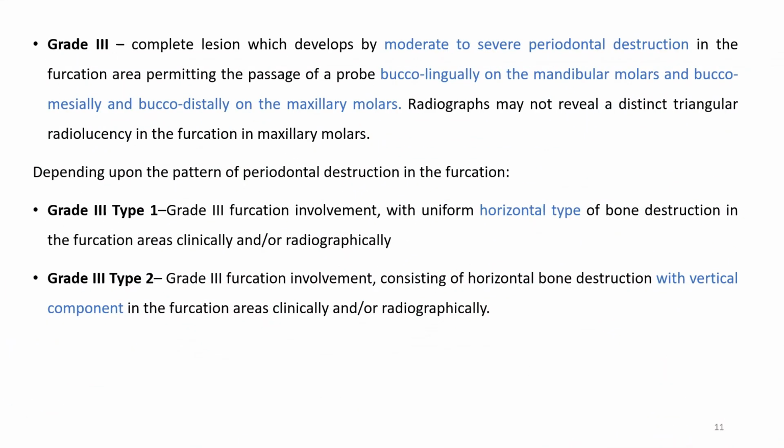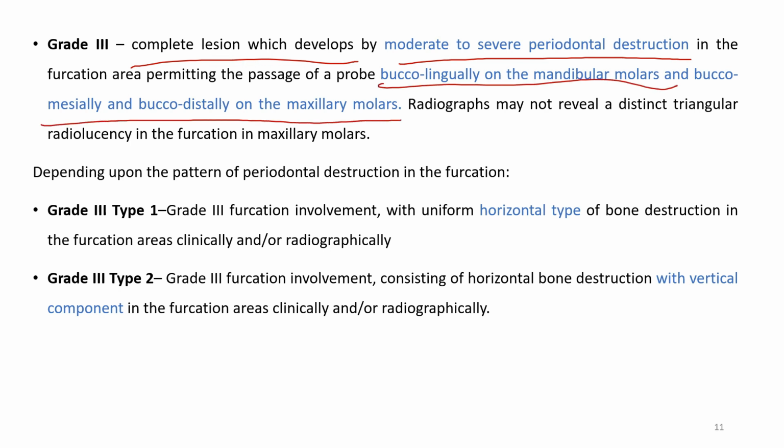Now we come on to grade 3, that is a complete lesion, which develops moderate to severe periodontal destruction in the furcation area, permitting the probe buccolingually on the mandibular molars and buccomesially and buccodistally on the maxillary molars. That means there is through and through communication between the two furcation entrances.